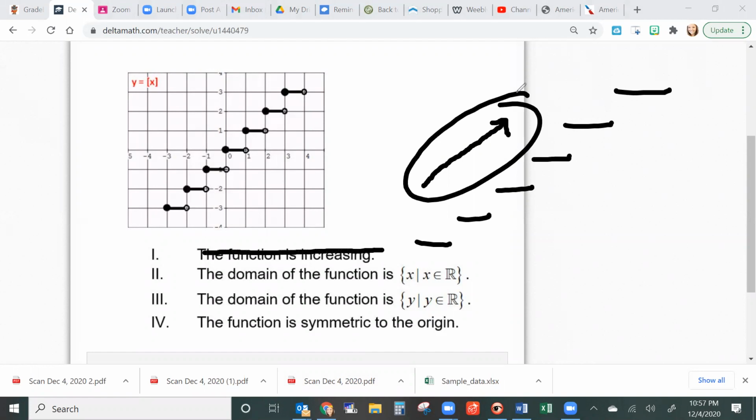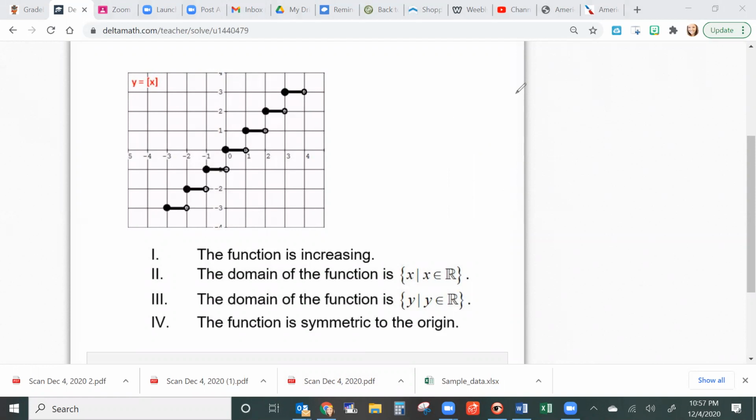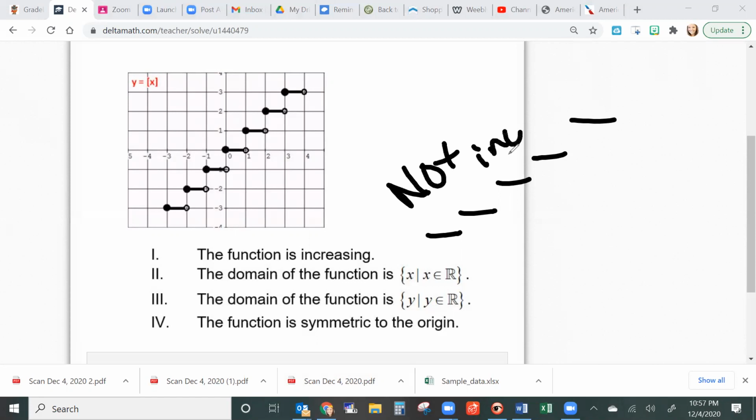There's a question just like this on your exam. A step function does not count as increasing or decreasing because each of your things are flat. That is not considered an increasing function, just like if it were going downhill, that would not be considered decreasing.